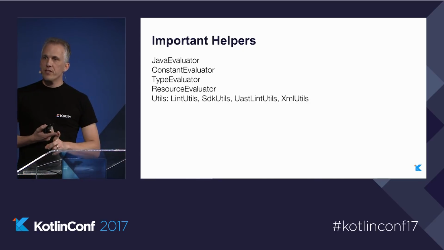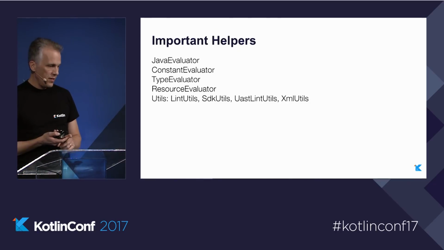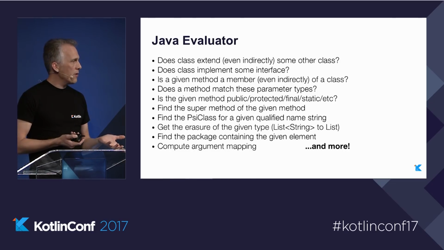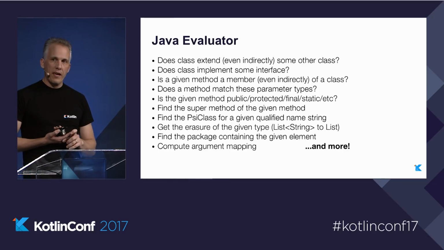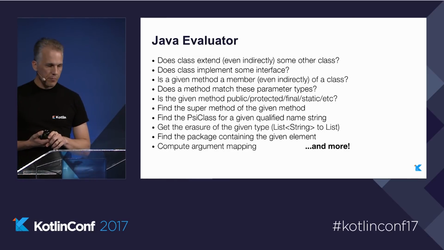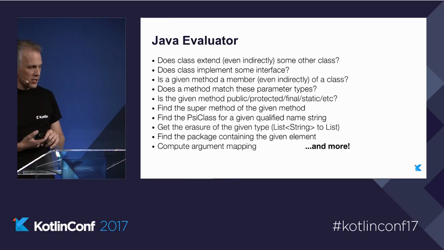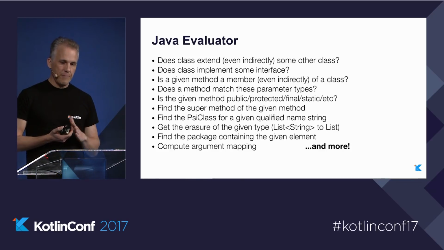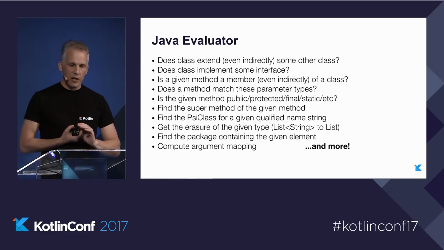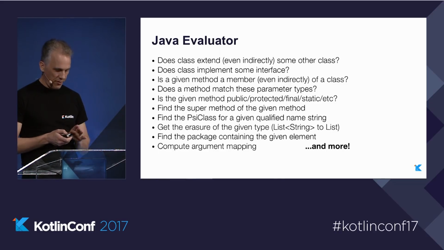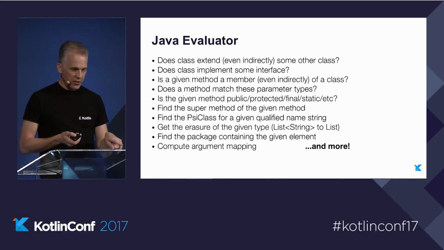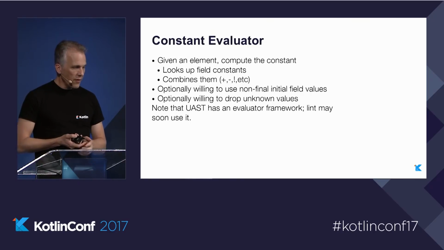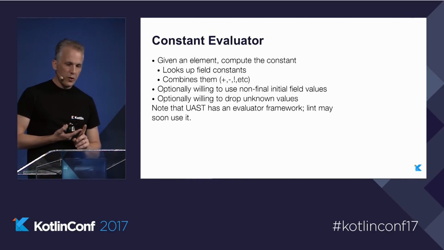Lint has a bunch of these important helpers that it's important to know about. So there's the JavaEvaluator. This one helps you make decisions about inheritance, for example. It's actually a poorly named class. Obviously, it's dealing with Kotlin, not just Java. And it's really just a utility class. So this will probably be moved into extension methods soon. And there's a bunch of utilities that you should know about. The constant evaluator is the one we just saw.